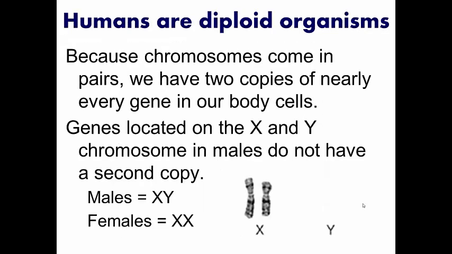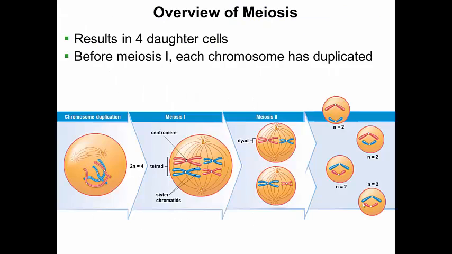So to review, humans are diploid organisms because we have 2 pairs of every chromosome that's located in our body, with the exception of these sex chromosomes. Genes located on the X and Y chromosomes, as we've pointed out several times now, are not duplicated in males, but they are duplicated in females. Females are XX, in other words, they have 2 X chromosomes. Males, of course, are XY.